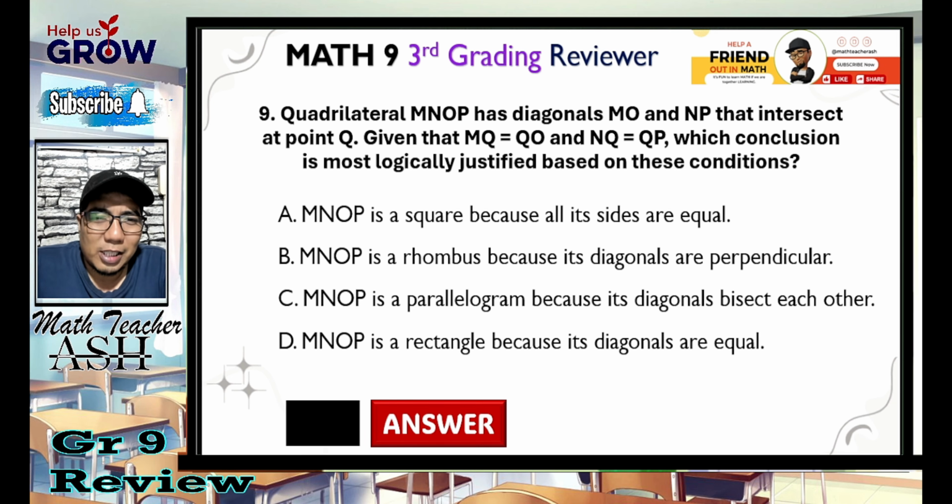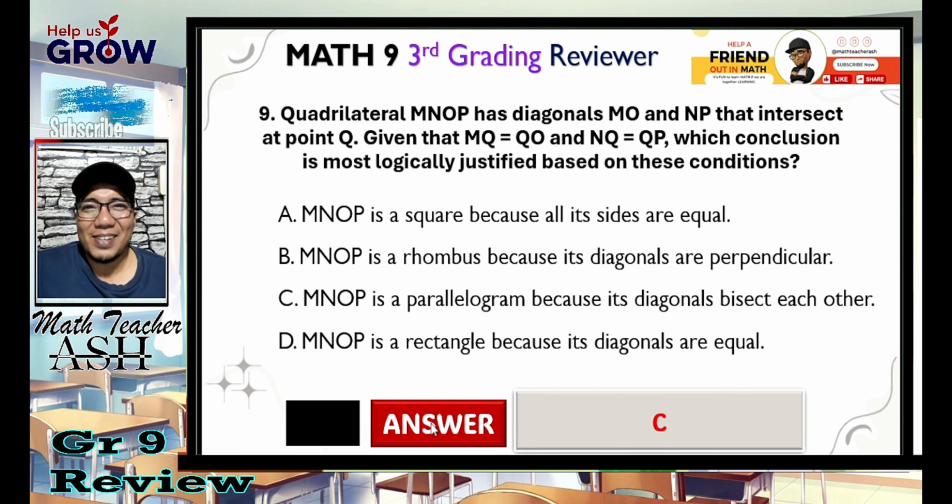Alright, my dear math learners, this question is another easy question. Why? Because in the given, it says here that the measurements of MQ and QO are equal, and the other, NQ and QP, are also the other parts of another diagonal which is also equal, meaning both these diagonals bisect each other. And talking about diagonals that bisect each other, that is the property of, very good, letter C, parallelogram, because its diagonals bisect each other. Alright, that is letter C. Let's check whether we are correct. Easy, right, my dear math learners?